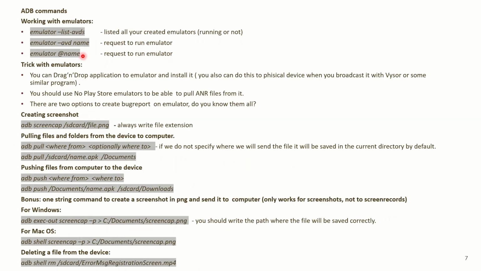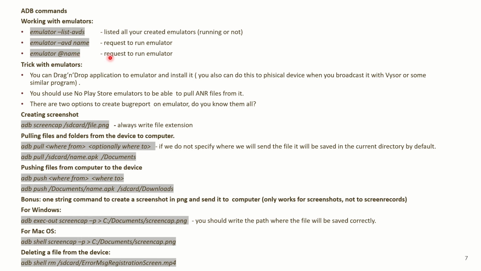Moving on. Next ADB commands are for the emulators. emulator -list-avds lists all the emulators you have created, no matter if they're running or not. To run an emulator, you have two options. First is emulator -avd and the name or serial number, or just emulator space @ and the name or serial number of the emulator.